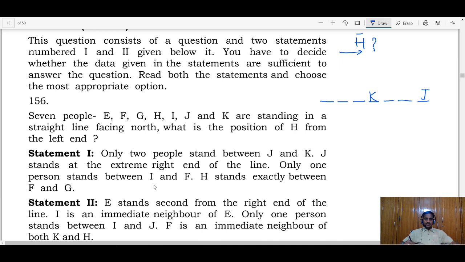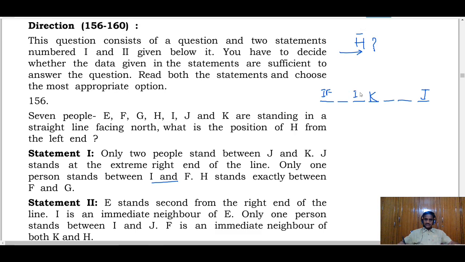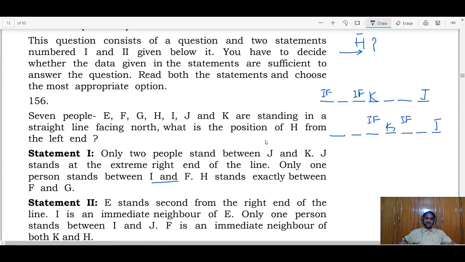And only 1 person between I and F. H stands exactly between F and G. Only 1 person between I and F. Let's take I or F like this. This is one possibility. Second possibility: 1, 2, 3, 4, 5, 6, 7. Now J is here. 2 persons between J and K, and 1 person between I and F.